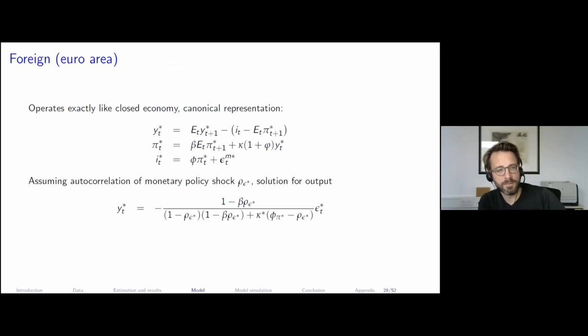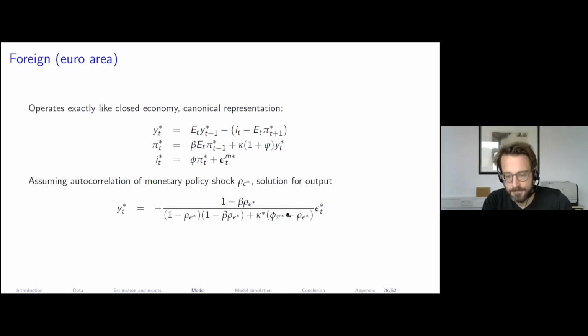The nice thing is the foreign country, the large economy, operates like a closed economy. And so here you really have the three equations, new Keynesian model, as usual: Phillips curve, dynamic IS equation, and an interest rate rule. And this model, of course, we can solve in a straightforward way with paper and pencil, and that's the solution for output in the euro area, which contracts in response to a monetary policy shock.